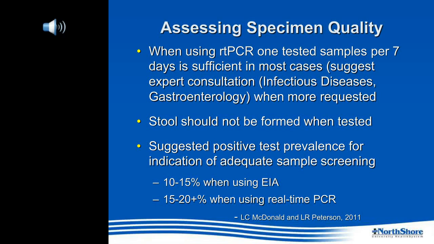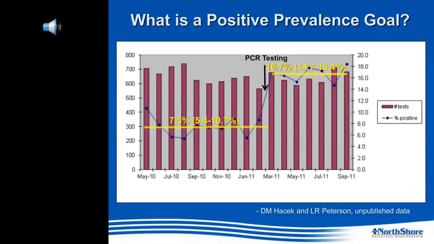Cliff McDonald from the CDC and I did a program for State Health Department, and this was our suggestion that when you're using EIA, the prevalence of positive tests should be 10 to 15%, when PCR it should be 15 to 20% more, and if not, look to see that your lab is rejecting formed stools, and also make sure that your clinicians are ordering tests only on those patients that truly have the right setting for Clostridium difficile infection.